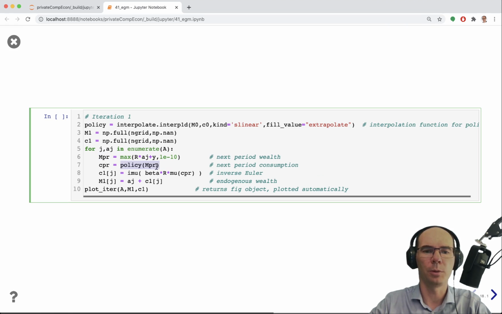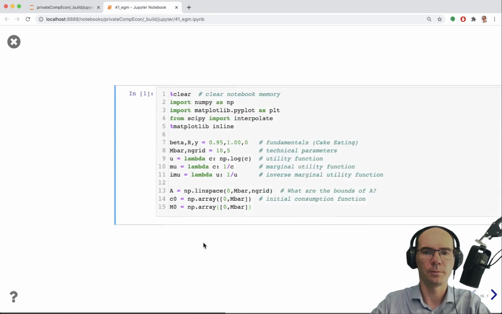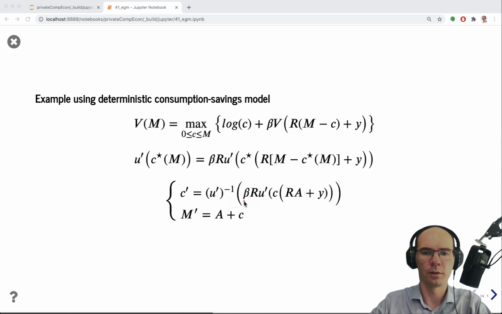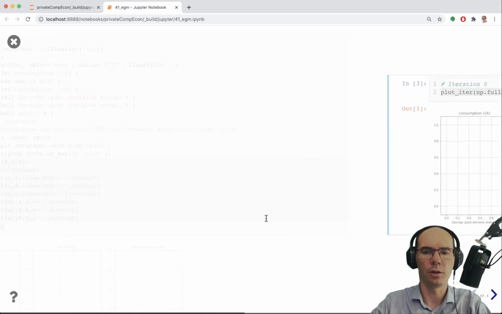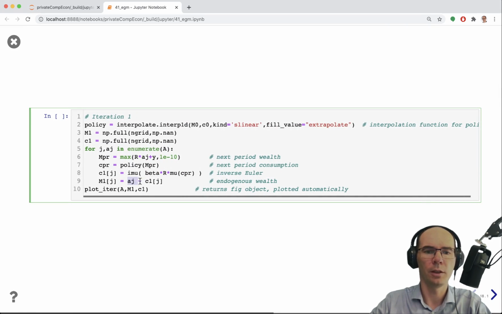Here's the interpolated policy at that number. So this gives us the next period optimal consumption. And now I'm taking the inverse marginal utility of beta times R times marginal utility of this consumption. So I'm implementing this expression here as prescribed by the EGM. And then finally, we put together the computed value of consumption and the point in the grid space, and we save that as the point of the endogenous grid over wealth. And then we plot the iteration.